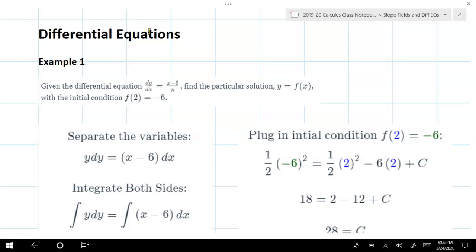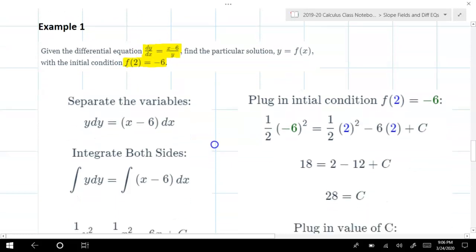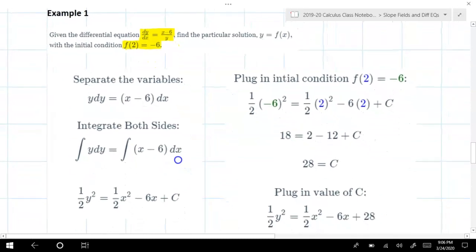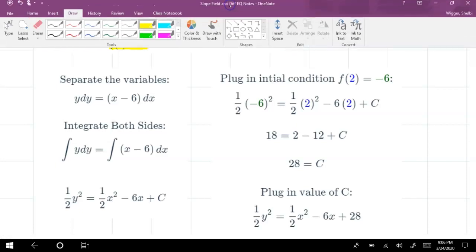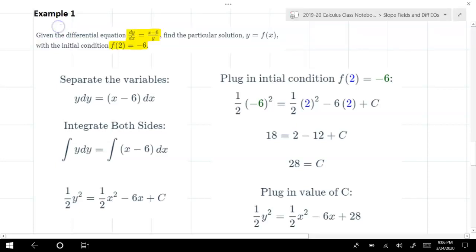Okay, solving differential equations. Given the differential equation, so we're given an equation, which is a rate, so we're given a derivative. Find the particular solution of y equals f of x with the initial condition f of 2 equals -6. So we're given the derivative and 1 point. So dy/dx is equal to (x - 6) over y.